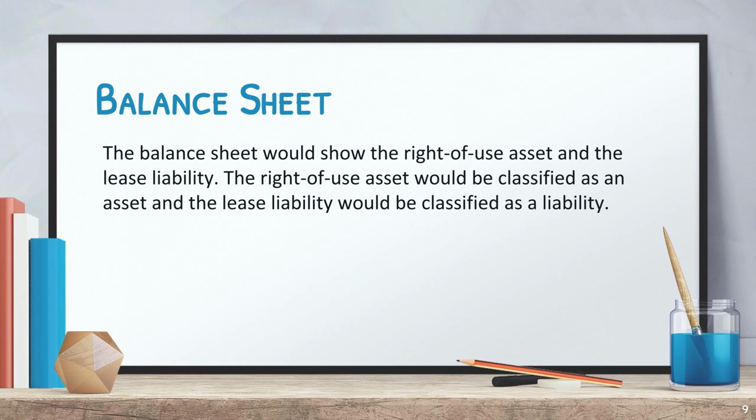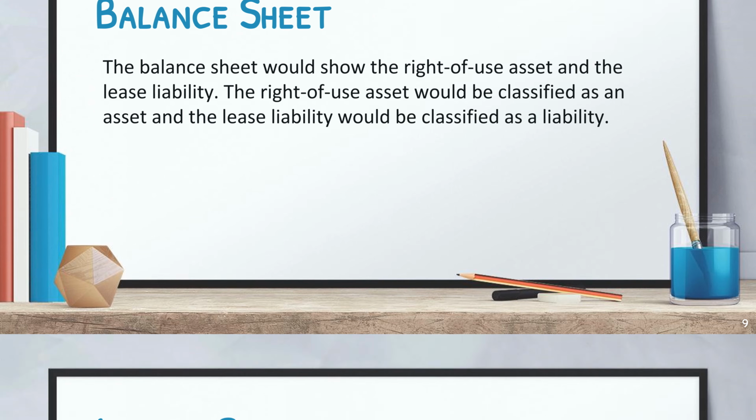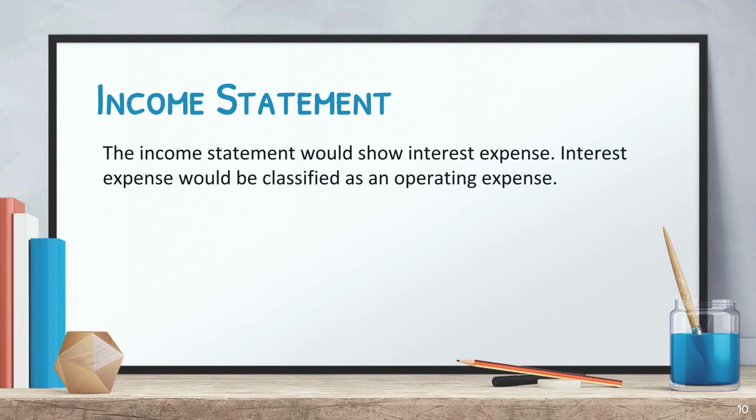The balance sheet would show the right-of-use asset and the lease liability. The right-of-use asset would be classified as an asset, and the lease liability would be classified as a liability. The income statement would show interest expense. Interest expense would be classified as an operating expense.